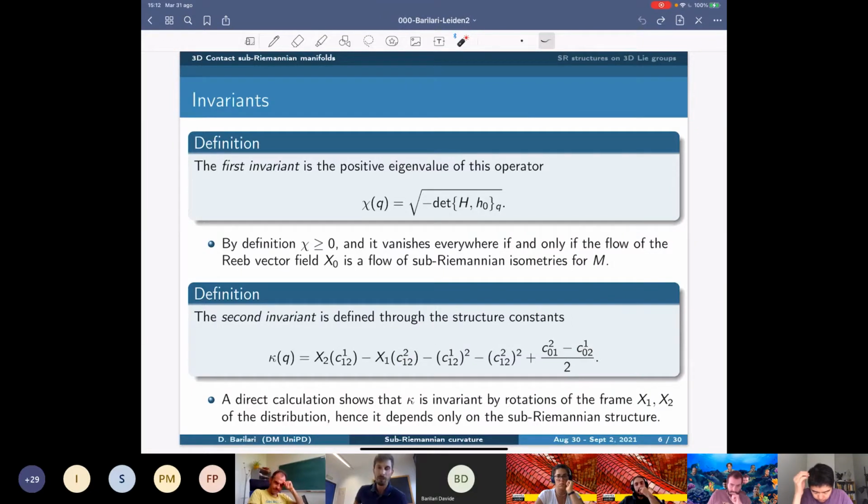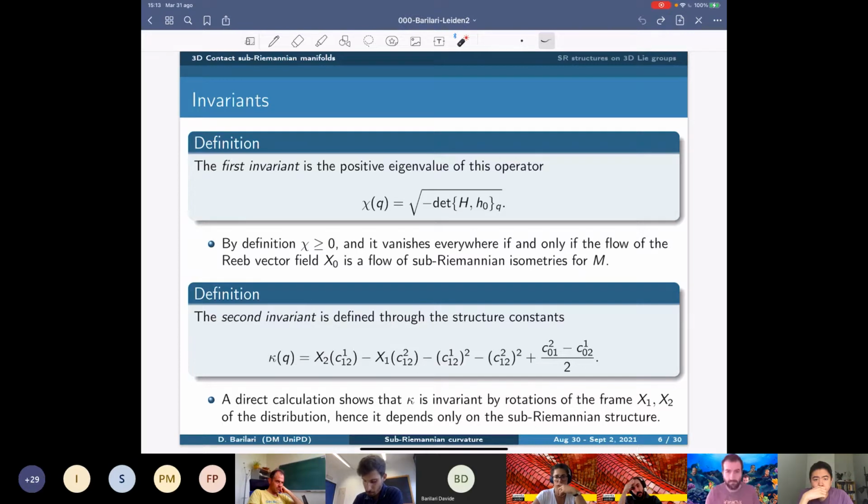So what we call key, here q is a point in M, is just the positive eigenvalue of this operator, which has trace 0. And so by definition, this key is bigger or equal than 0, and it vanishes everywhere if and only if the flow of the Reeb vector field is a flow of isometries for the sub-Riemannian metric.